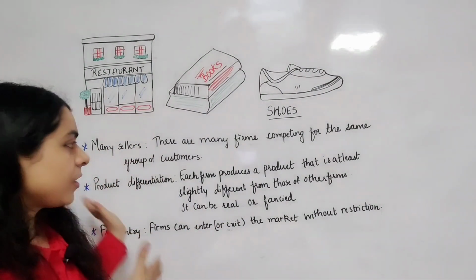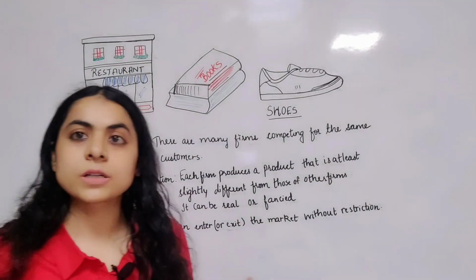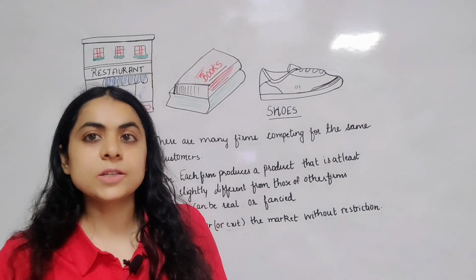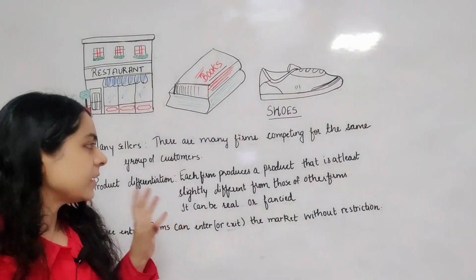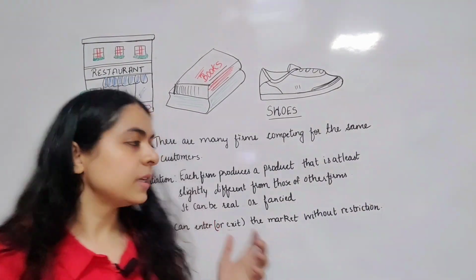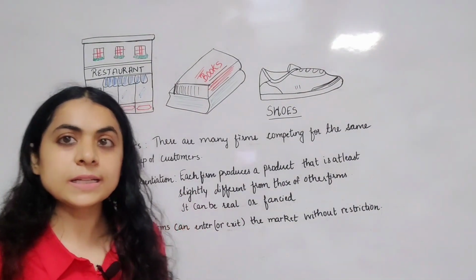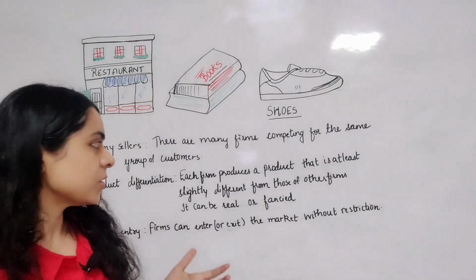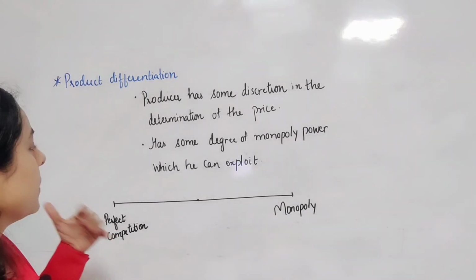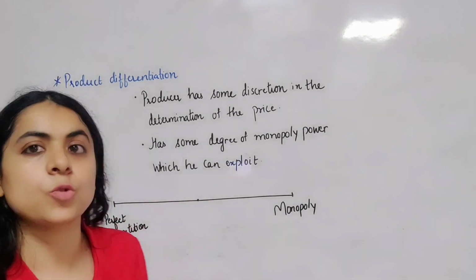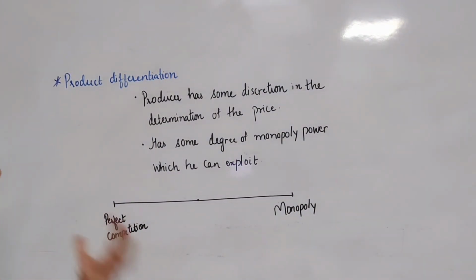Now, due to this product differentiation, the firm has some discretion in deciding the price of the product. Unlike perfect competition, where the firm is a price taker, here the firm is a price maker, and it has some discretion in deciding the price because of the customer loyalty associated with the product because of product differentiation. Because of product differentiation, the producer has some degree of monopoly power which he can exploit, though he faces tough competition from other firms in the market which are selling close substitutes.